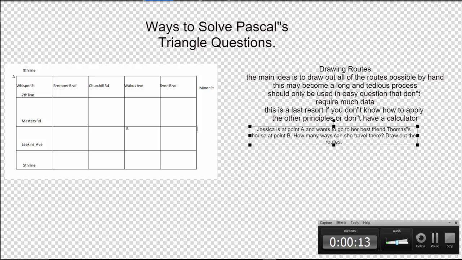The way this is going to work is that I am going to discuss the topics and the lesson, and there's going to be a small blurb on the side explaining everything if you can't understand what I'm saying. So the first thing we're going to talk about is drawing routes. This is the first way we're going to be learning to solve these kinds of questions.